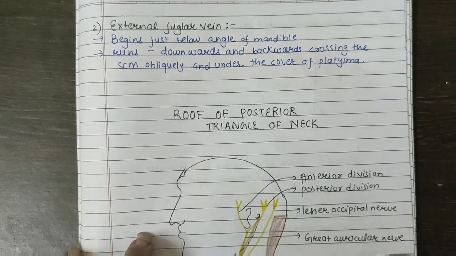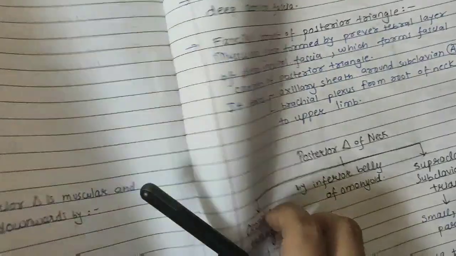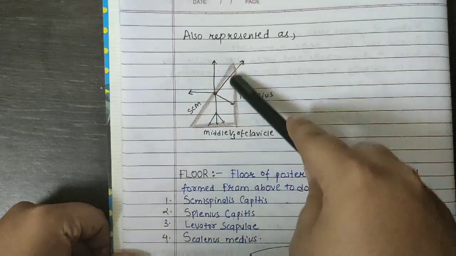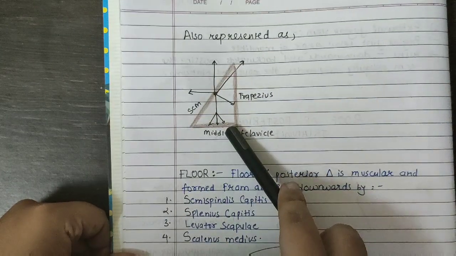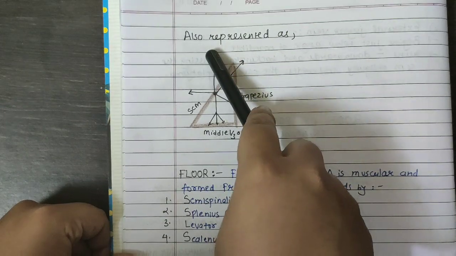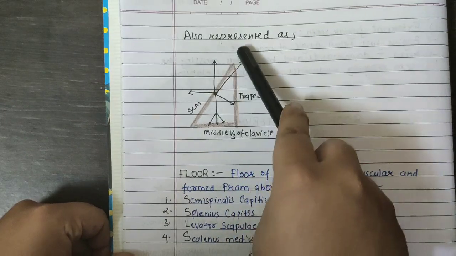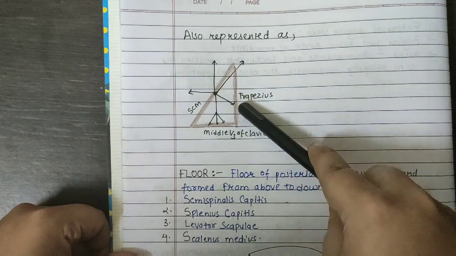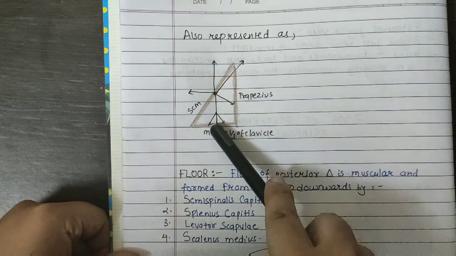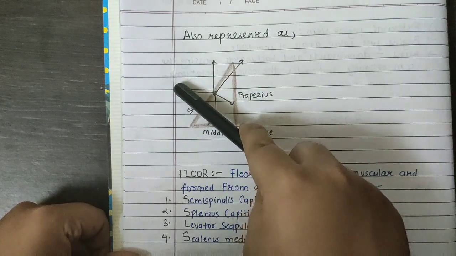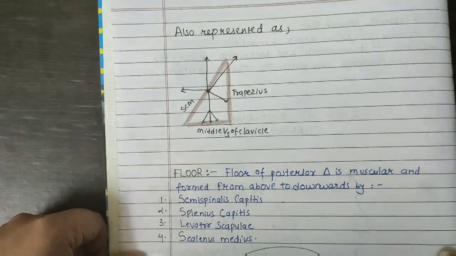Now let's come to the simpler representation of this. So this is the sternocleidomastoid, this is the trapezius and this is the middle one third of the clavicle. So now this upper one is the great auricular nerve, this is going towards auricle, this is the lesser occipital nerve going to the occipital area, this is the thick nerve, cranial nerve 11, this is the supraclavicular nerve that is divided into 3 and this is the transverse cervical nerve of neck.